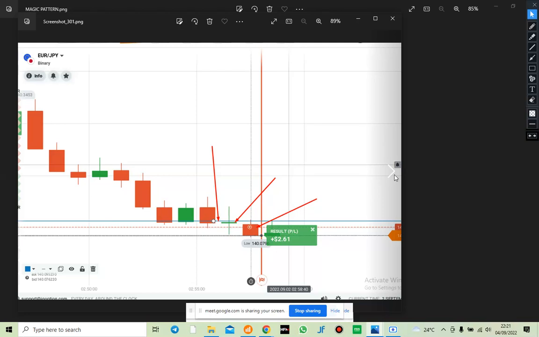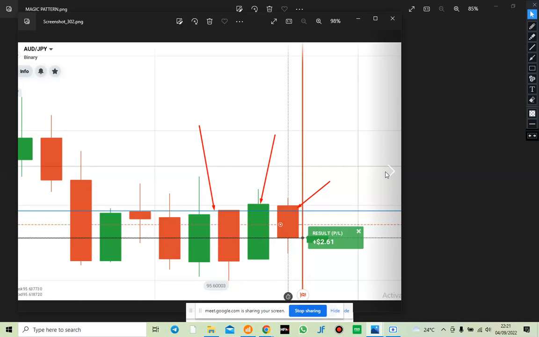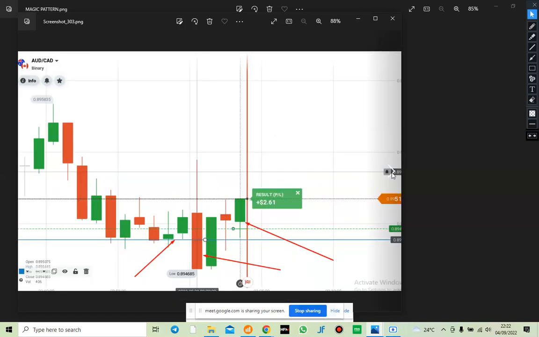Actually, this one is quite different. Yes, this is another strategy, but I will explain that next week. This one is not the same. It's not the strategy, but I took the trade based on what I observe here. Okay. Yes, this is another strategy. I will explain this strategy next week.